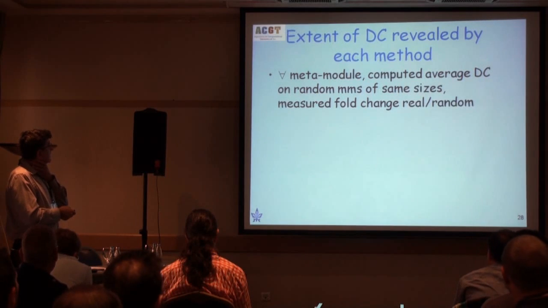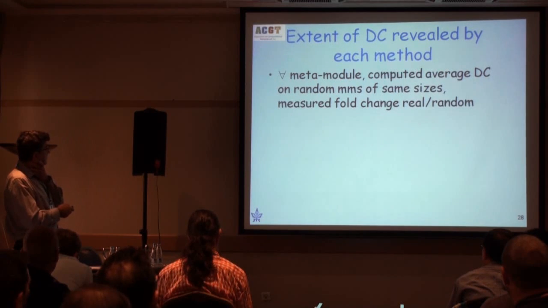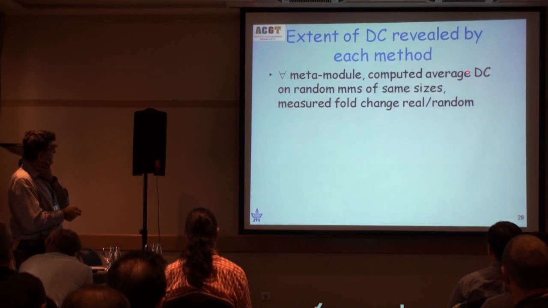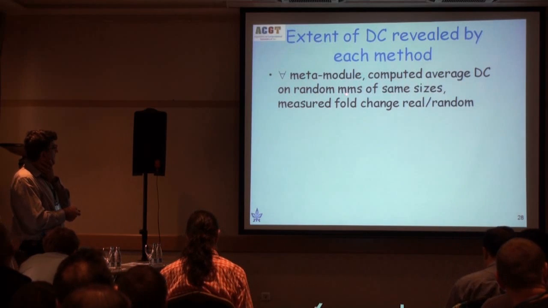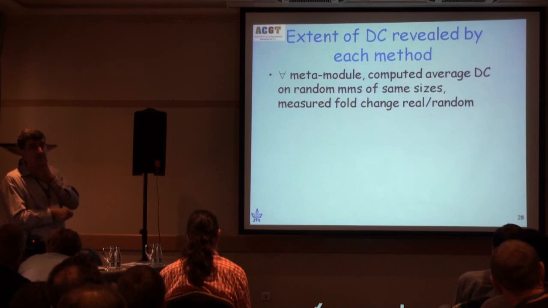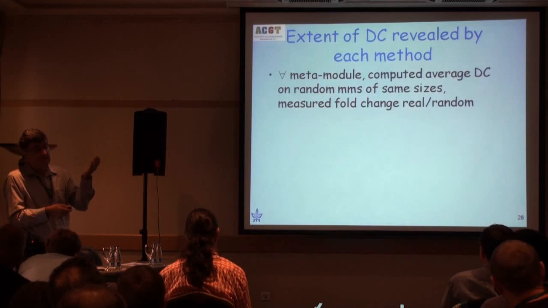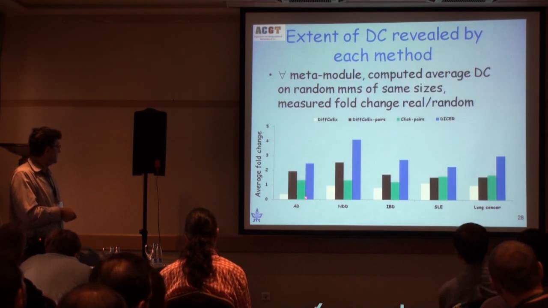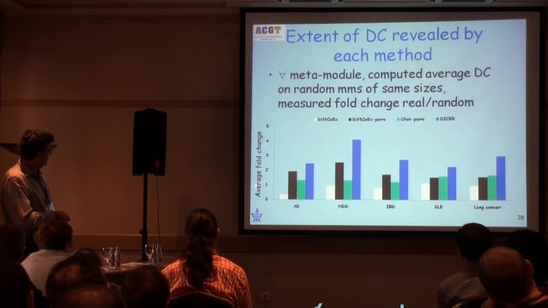Okay, so how much differential co-expression does each method actually reveal? So for each meta module, we computed the average DC, both on random meta modules of the same sizes and on the real meta modules, and we compared the fold change between them, because maybe a big fraction of this is just random. And indeed, what you can see, so we are looking at the average fold change.